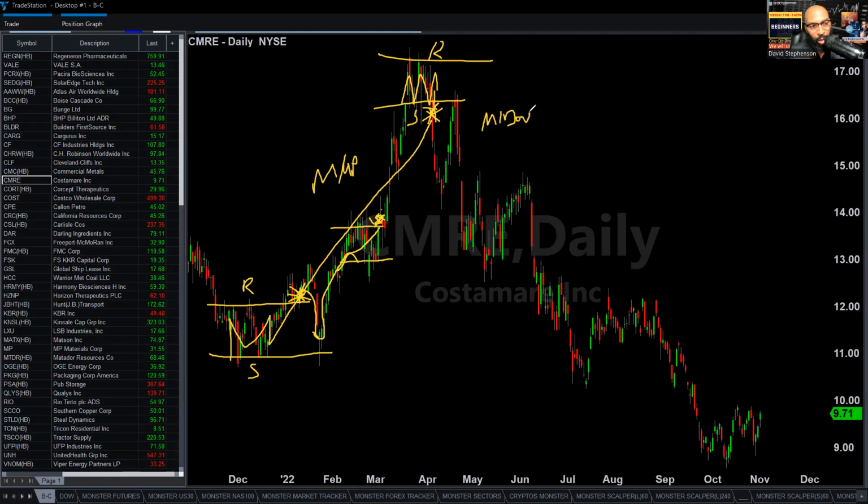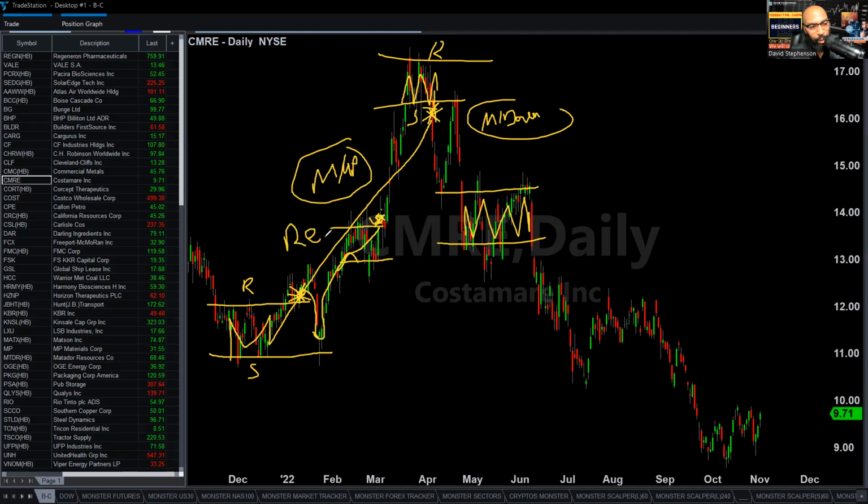that's the markdown phase. All right, that's the markdown phase. All right, markdown phase. All right, so now we're in the markdown phase, and we always have to draw support and resistance lines. So this is the markdown phase. Markup, markdown. All right, price consolidated in here. All right, so we have reaccumulation here.